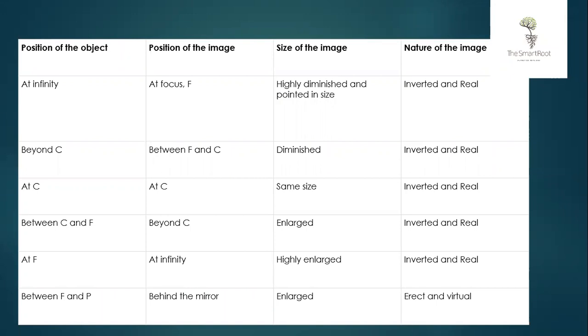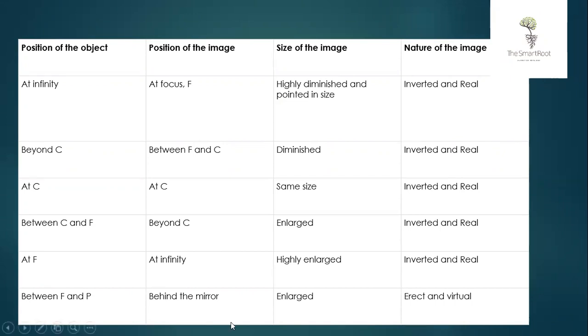If it is between the center of curvature and focus, I am getting the image beyond C. So the size of the image is enlarged, and the nature of the image is inverted and real. If I am keeping it at the focus, the image is formed at infinity. So this image is highly enlarged. What kind of image is this? Highly enlarged. Why? Because the image is being formed at infinity. That is why it is a highly enlarged image. Next one, what do we have? Inverted and real.